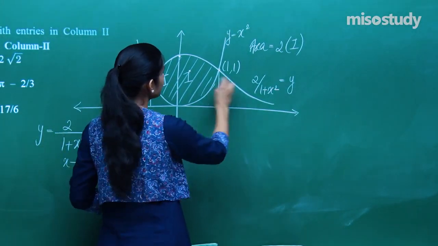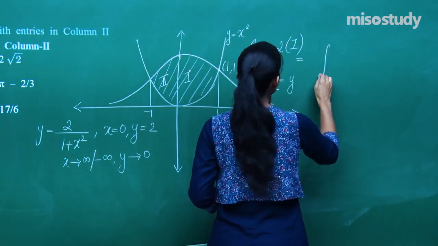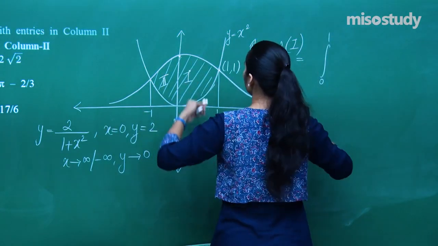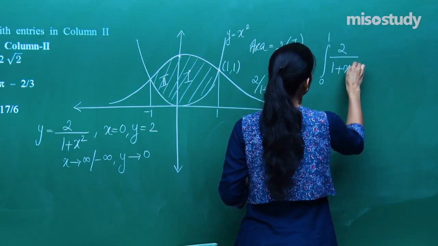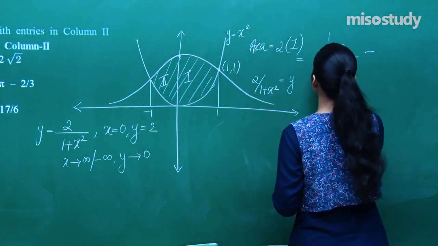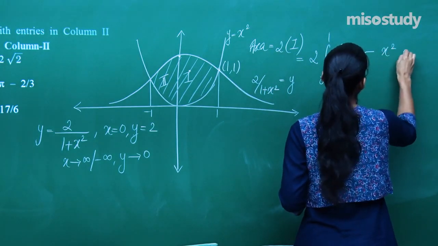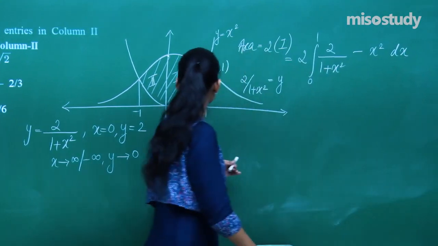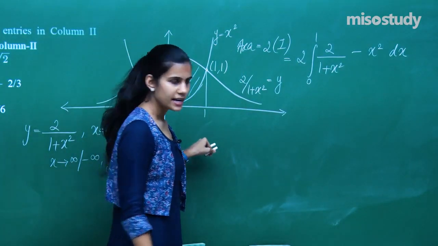Now, I am saying twice of area of 1 is actually my actual area. So this becomes 0 to 1, upper minus the lower. So this is what? 2 upon 1 plus x square minus x square dx, twice of 0 to 1, 2 upon 1 plus x square minus x square.